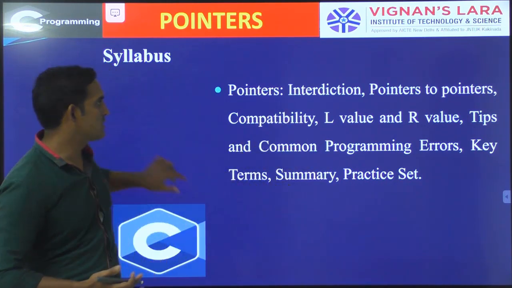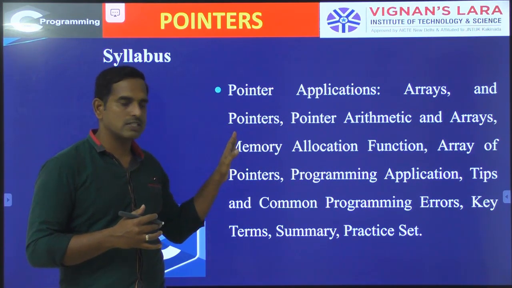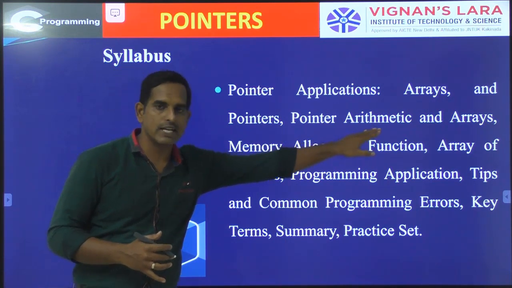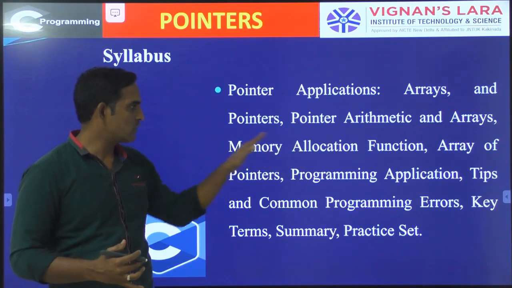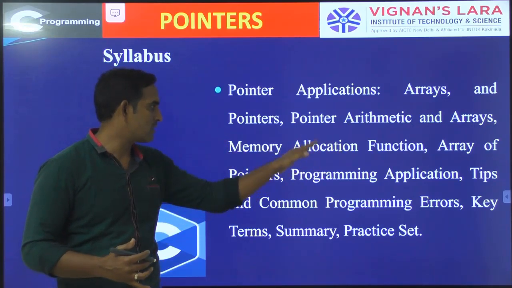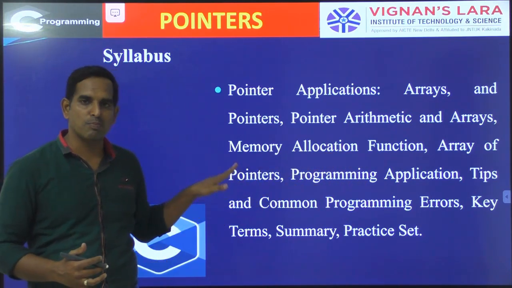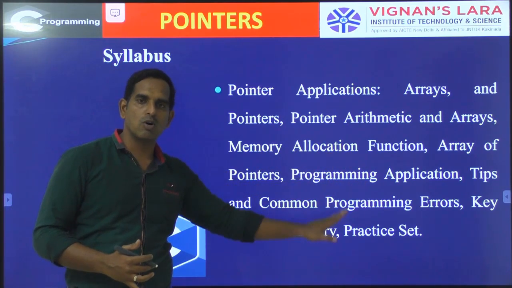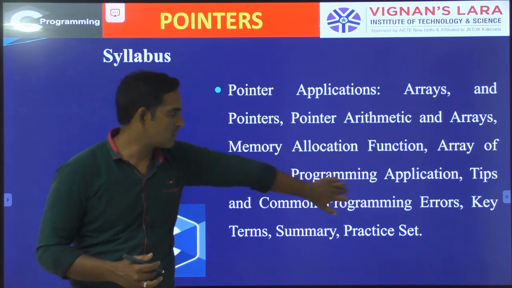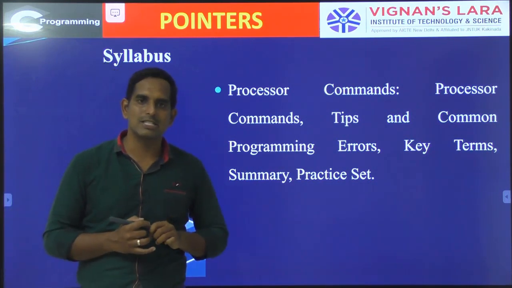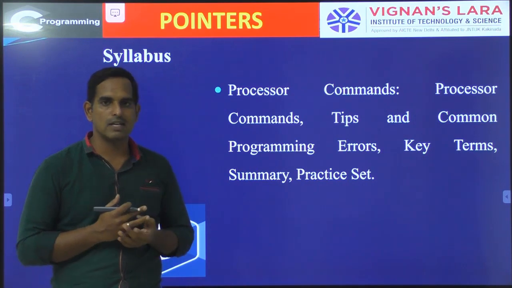The second part is pointer applications: how arrays and pointers are related. We will look at pointer arithmetic and how it is related to arrays. Then we will look at an important part called dynamic memory allocation. Then we will have array of pointers, and all the programmatic tips regarding these topics. The last part is the preprocessor commands, which we will look at at the end.